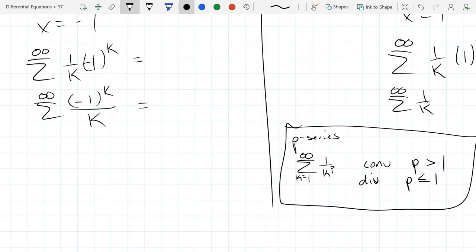So if k is a really big number, your numerator is 1 or negative 1, and you're going to keep dividing by a bigger and bigger number. So these terms are going to get really small. So that is what you need to show for alternating series.